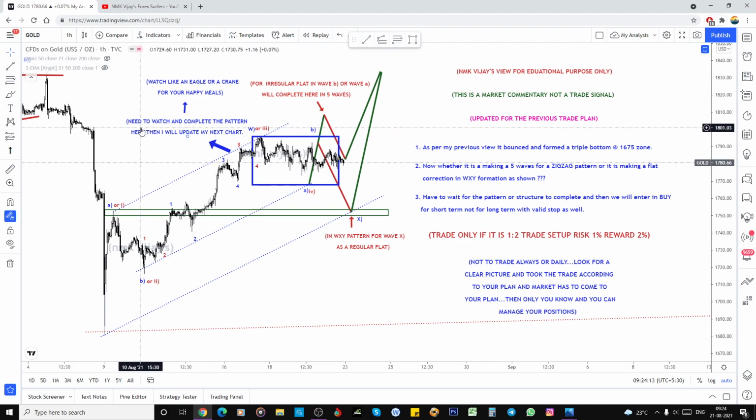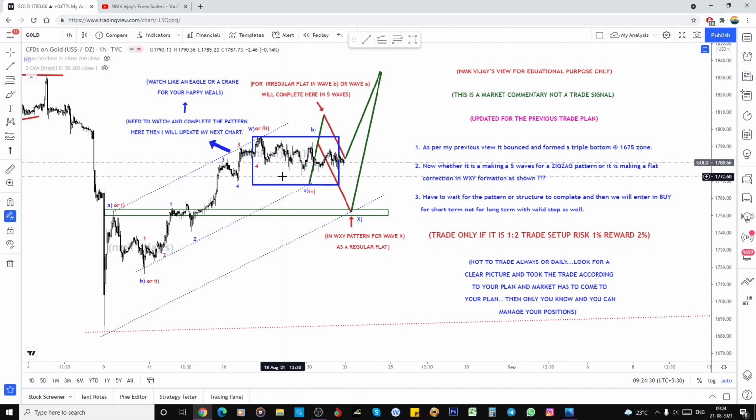So that is what I mentioned here. Need to watch and complete the pattern here, then I will update in my next chart. So watch like an eagle or a crane for your happy meals. You need to understand the pattern, what it is creating.